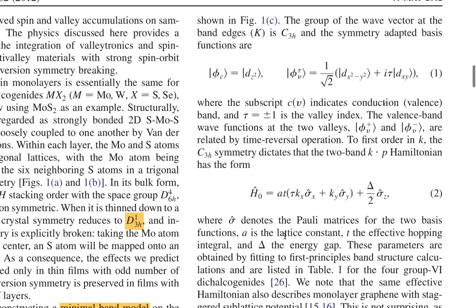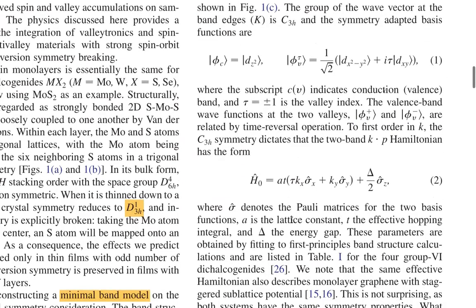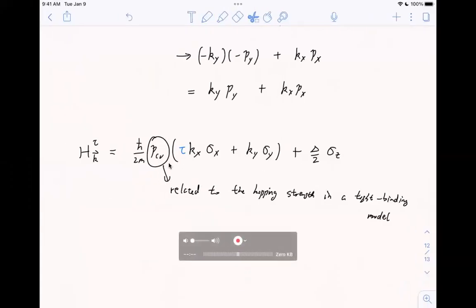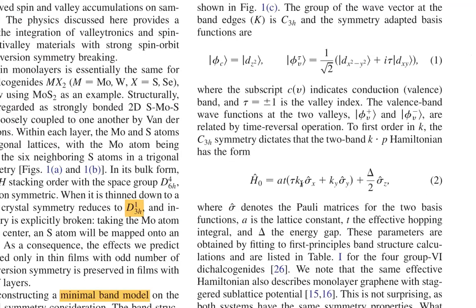And then here, the sigma denote the Pauli matrices for the two bases. And then here, they just use a and t. a is the lattice constant, t is the effective hopping integral. And this is the band gap. And here, because I did not use a tight binding model, the expression is somewhat different. But when you do the tight binding model, you're going to relate them. So the Hamiltonian I got here is the same as here.